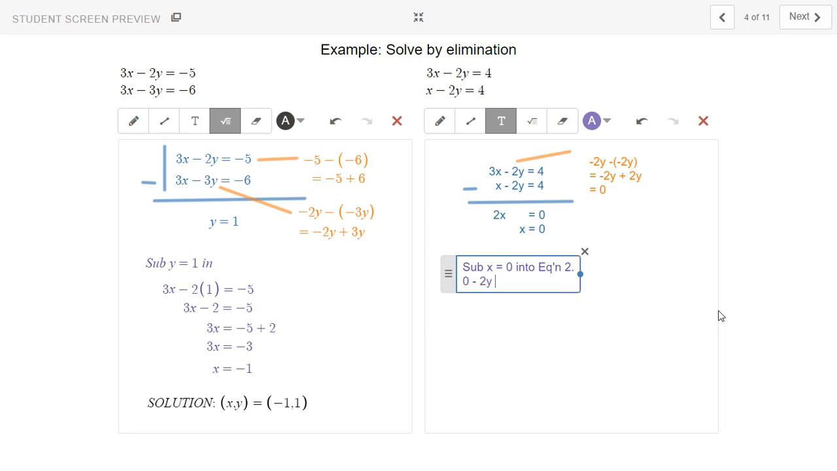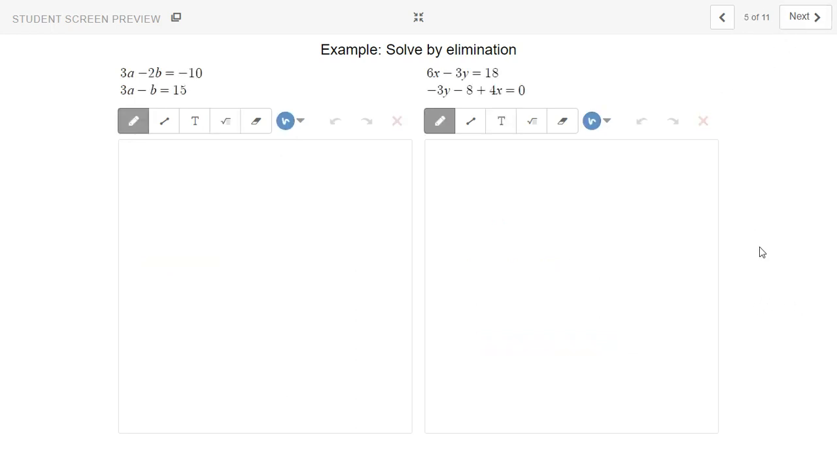0 minus 2y is equal to 4. So y is equal to negative 2. Our solution is an xy coordinate, and we have 0 and negative 2. Let's do another example.